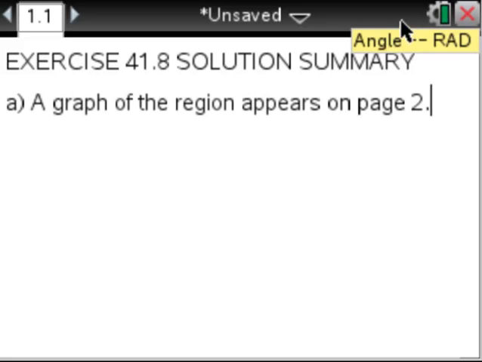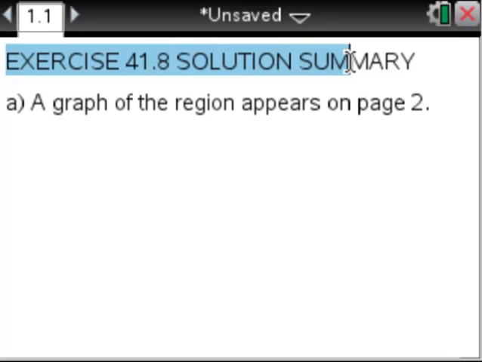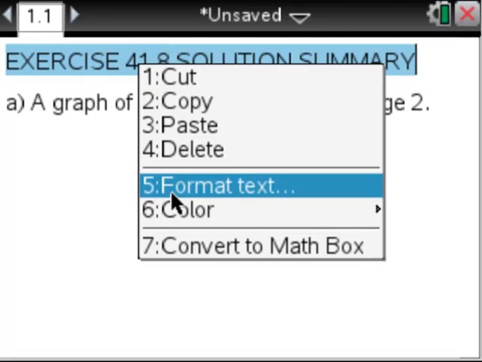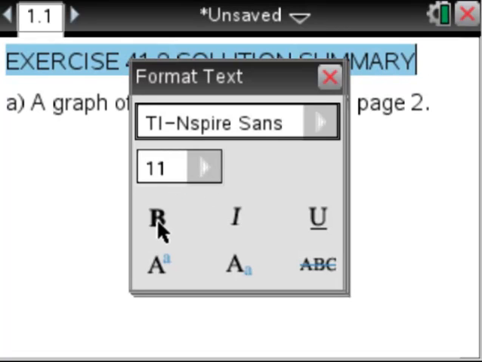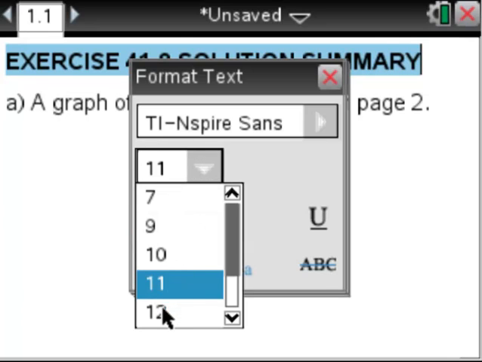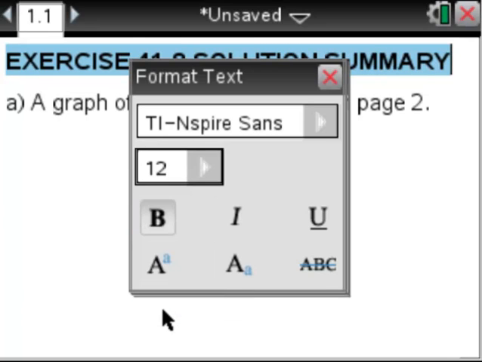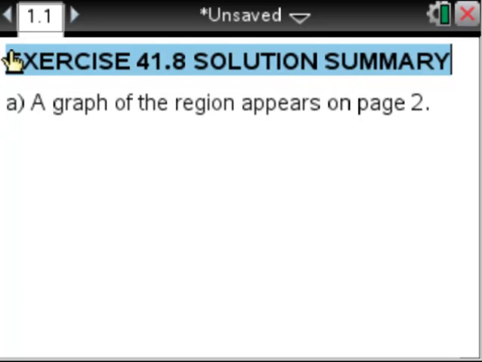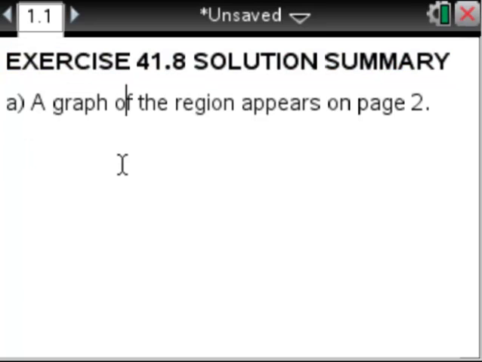Also, while I'm here, I want that very first line to be bolder, more prominent, because it is the title of this solution. So let's format this text. First, let's make it bold, and let's see if we can increase the font size without forcing a wrap. That looks pretty good there. It's already rather centered, so I'll just leave that alone as is. And let's proceed to page 2 to do our graph here.